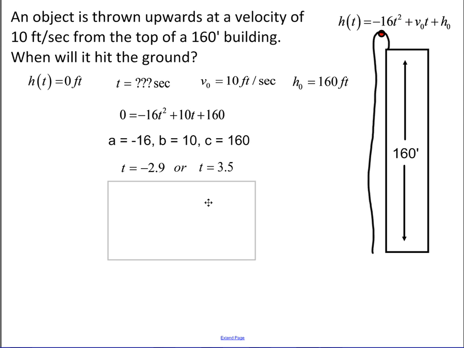So t equals negative 2.9 seconds here because we're looking at time, or 3.5 seconds. Since we, again, are not going to be using negative time, we're going to just say that our final answer is 3.5 seconds. If you start at the top of the building, threw it upwards at that speed of 10 feet per second, and let it fall back down on its own with gravity, it's going to come down in 3.5 seconds.